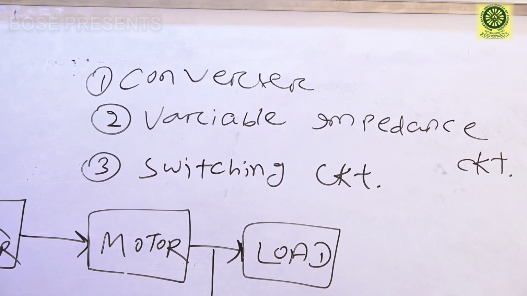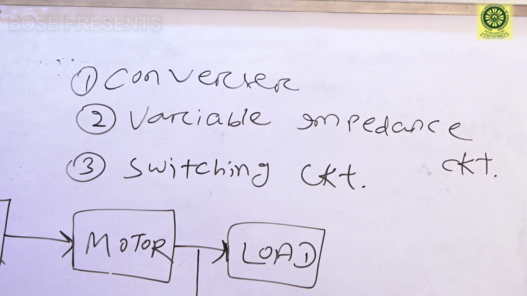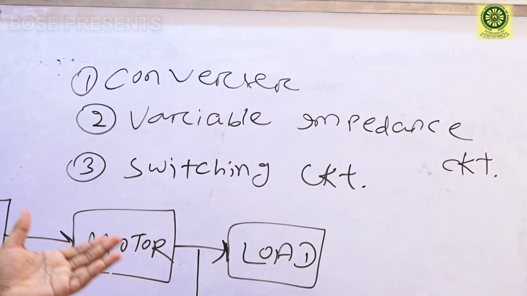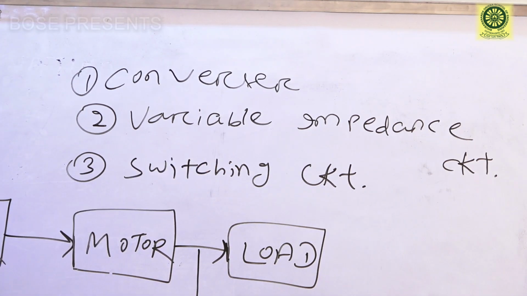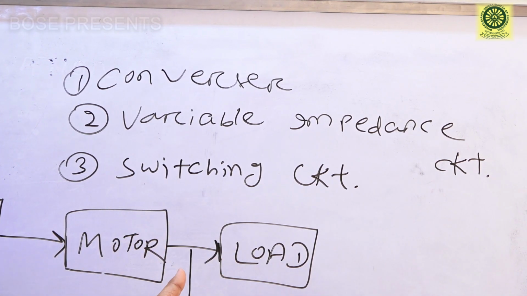Suppose the power modulator is used as a converter. If the supply is AC, then the converter will convert it to DC, and if the supply is DC, then the converter will convert it to AC. If it is used as a variable impedance circuit, then it will vary the impedance, according to which the speed of the motor will vary. And if it is used as a switching circuit, then it will decide the mode in which the motor will run, that is, motoring mode or braking mode.